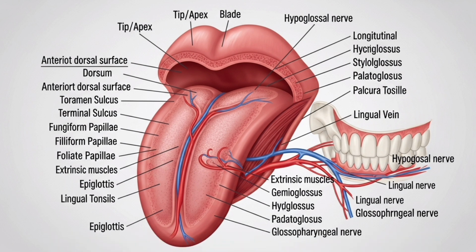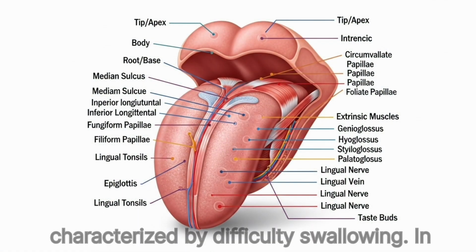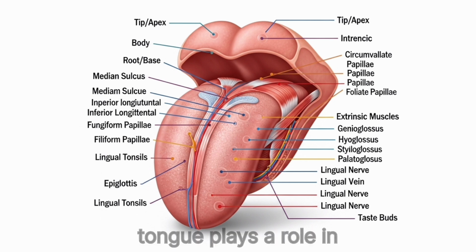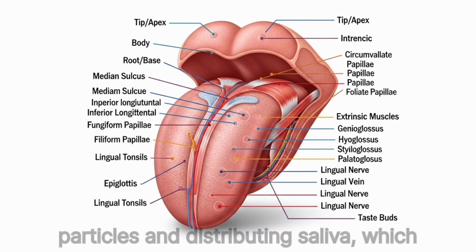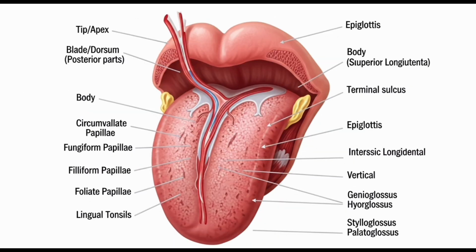This action involves coordinated muscular contractions forming a peristaltic wave that pushes the bolus into the esophagus. Any impairment in tongue movement can lead to dysphagia, a medical condition characterized by difficulty swallowing. In addition to assisting in digestion, the tongue plays a role in oral hygiene by helping remove food particles and distributing saliva, which neutralizes bacterial acids, protects tooth enamel, maintains oral pH, and prevents infections.